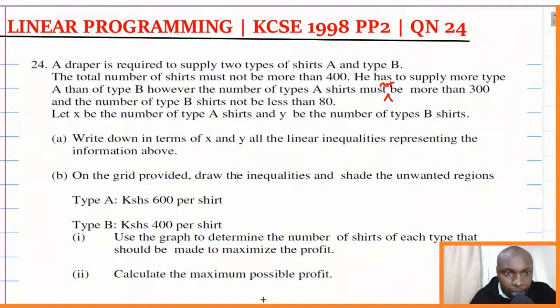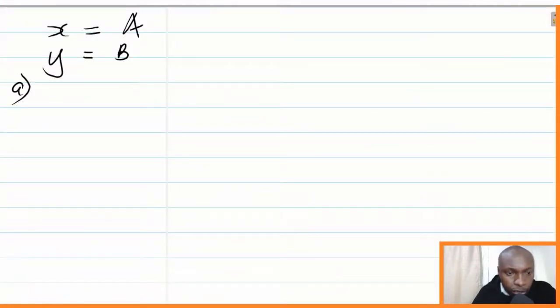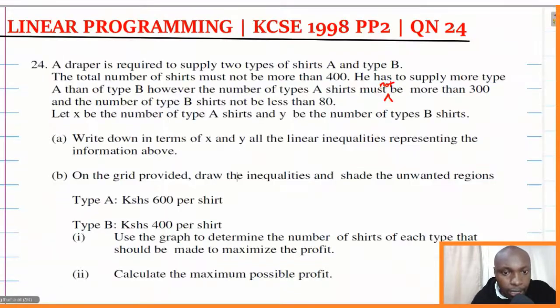Now the first statement that is going to give us the first inequality is: the total number of shirts must not be more than 400. That includes the type A shirts and type B shirts. So what does it mean? If they must not be more than 400, then the sum of type A shirts and type B shirts should be less than or equal to 400. That is what we mean, that they should not be more than 400.